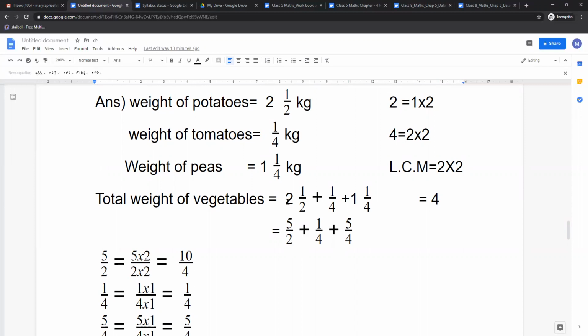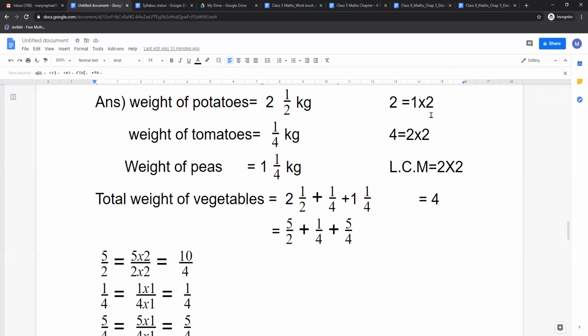How will you convert? Integer part multiplied by the denominator. So 2 2s are 4 plus 1 numerator added. So 4 plus 1, 5 by 2, plus it is already a proper fraction 1 by 4, plus here also 1 4s are 4 plus 1. So 4 plus 1, 5 by 4. Now if you see, the last 2 fractions have the same denominator, but the first one's denominator, 2, is different.